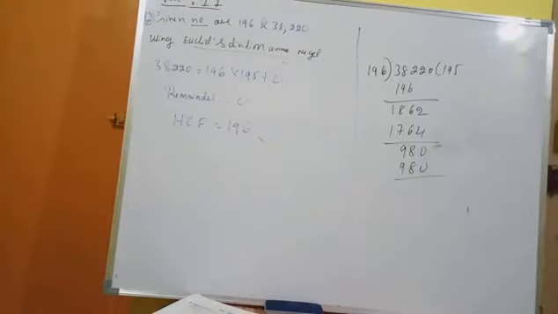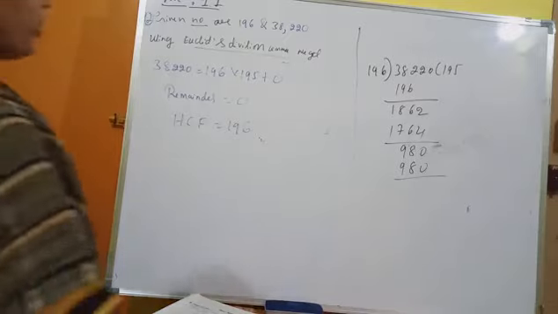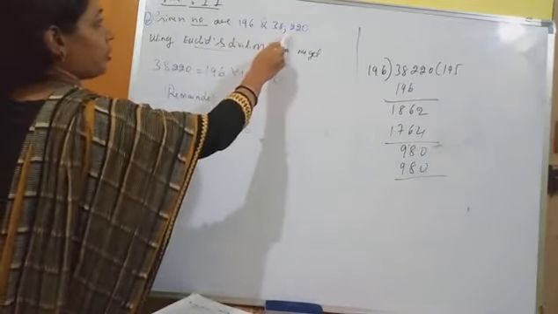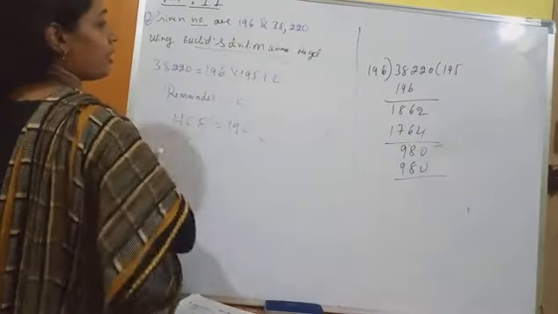Okay, now let us take the second problem. What is the second problem? Find the HCF of the two numbers 196 and 38,220. Use Euclid's division algorithm to find the HCF of the two given numbers. Here also we have to follow the same steps. The given numbers are 196 and 38,220. A is always greater than B.